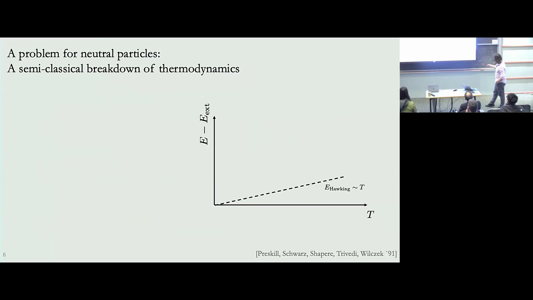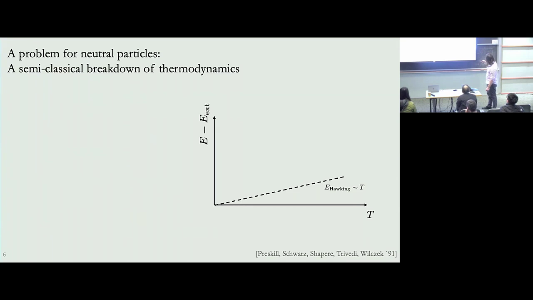these authors already in the 90s noticed that there is a breakdown of semi-classical thermodynamics for near-extremal black holes. So the way to see this is to look at the energy above extremality as a function of the temperature.